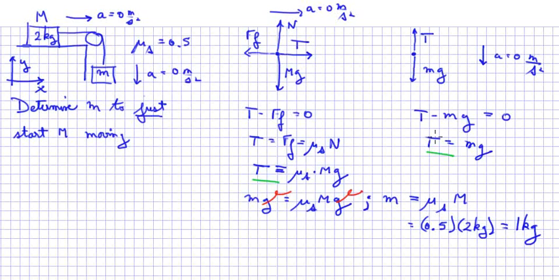Now I can take the expression for T and plug that into here, which allows me to conclude that mg is equal to mu sub s times big Mg. The g's on both sides of the equation cancel, and I conclude that the required little m to just get this moving is mu sub s times big M. Mu sub s is 0.5 for this problem. And remember, this is characteristic of these two surfaces, the surface of the table and the bottom surface of this big M mass. 0.5 times the big mass, big M, is 1 kilogram.